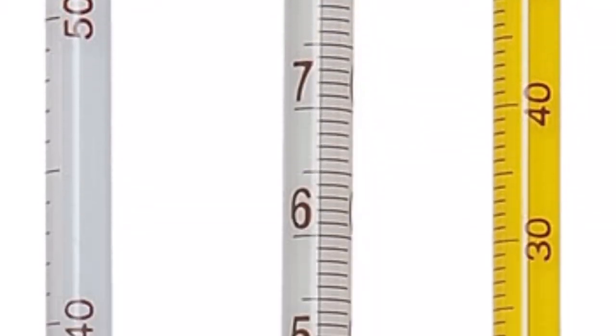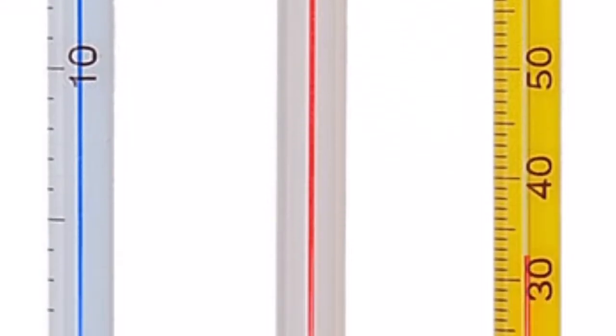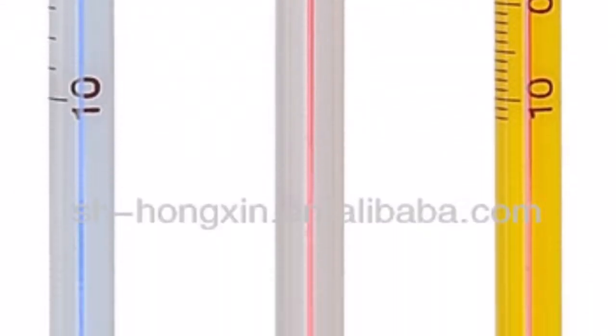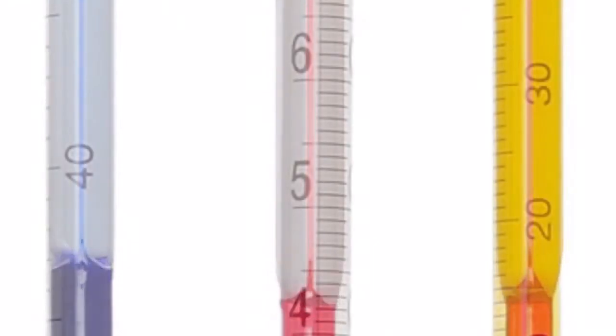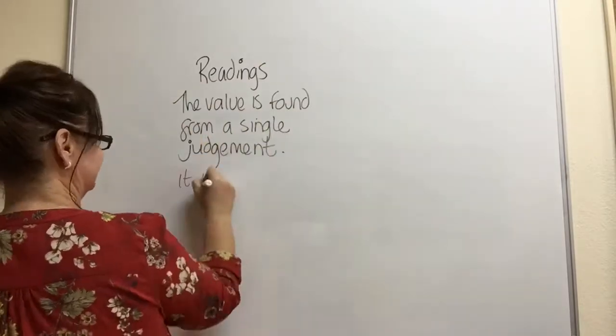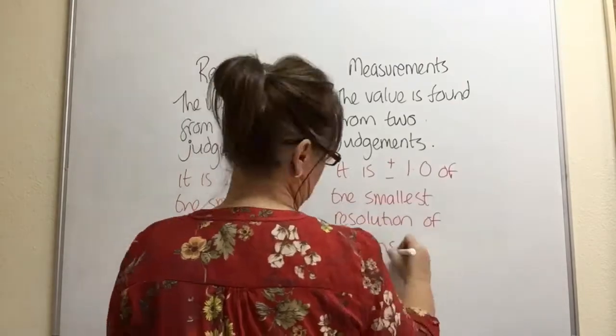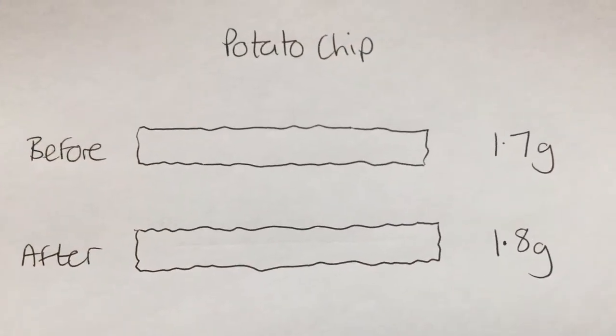Let's now consider a thermometer. A thermometer is where we take a reading, and let's consider that the thermometer measures to ½ degree. In other words, it's graduated to ½ degree, and that is what we call the resolution. We're only making a judgment at one end of the instrument, and so therefore our uncertainty is going to be plus or minus ½ degree. So a reading is plus or minus 0.5 of the smallest resolution of the instrument, whereas the measurement is plus or minus 1 of the smallest resolution of the instrument.